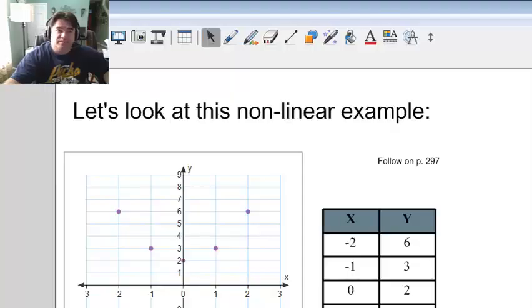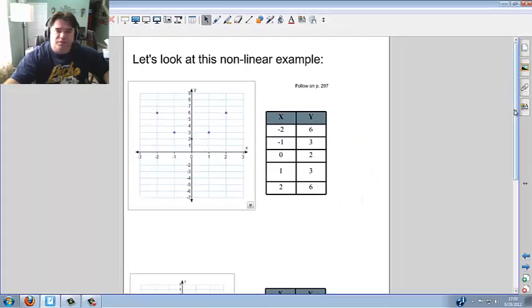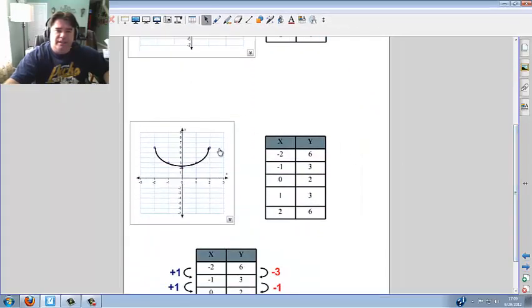And we're back. Let's look at this non-linear example. So you see here, each x only has one y, but it's starting to bend. Therefore, it's not linear.